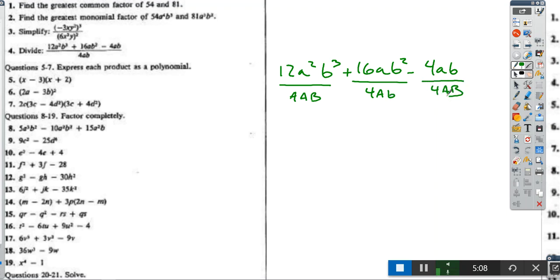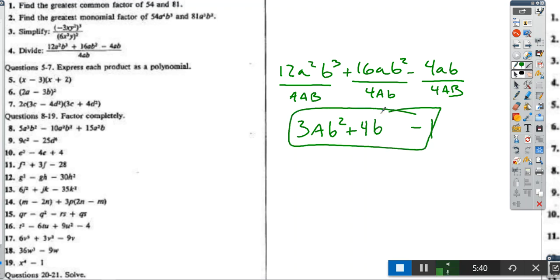All right, well, let's start with the easy one. Negative 4ab divided by positive 4ab is negative 1. Don't forget the 1. All right, so 4 goes into 12 3 times. A goes into a squared once. B to the third divided by b is b squared. 16 divided by 4 is 4. A divided by a just cancels out. B squared divided by b is just b. And so there we go.